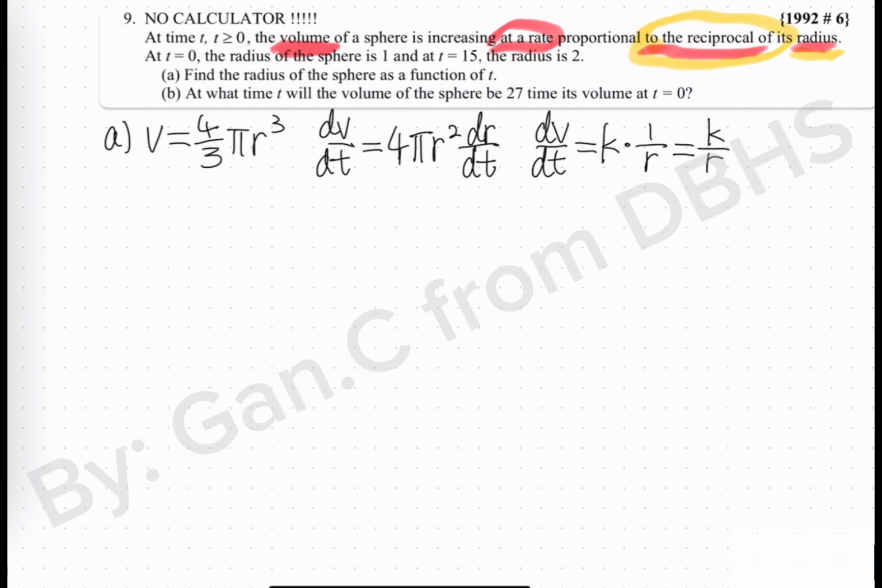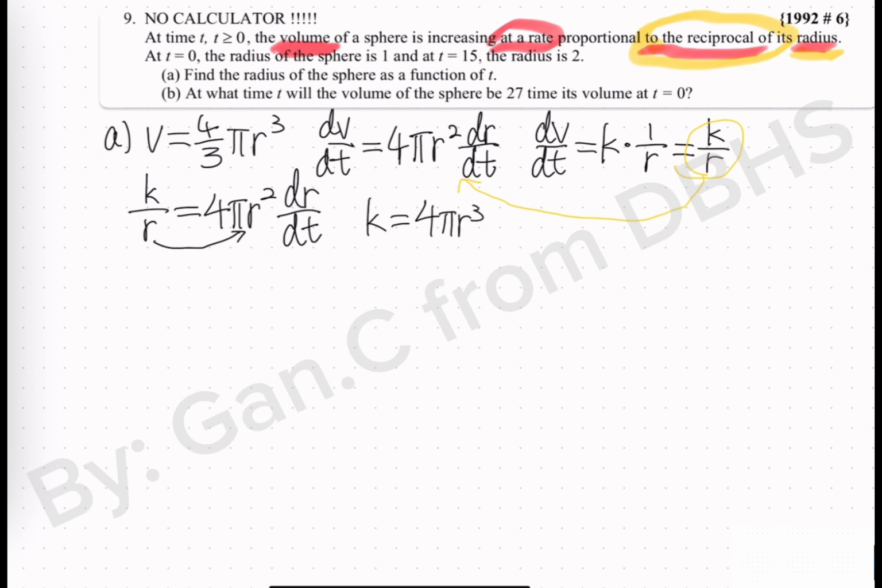So can we then plug this whole thing in here? Of course we can. Let's do it. k over r equals 4 pi r squared dr over dt. We just plug it in. And then move r to this side. We will get k equal to 4 pi r cubed dr over dt. Look at it. dt is still on the bottom, right? Do you like it? I don't like it.